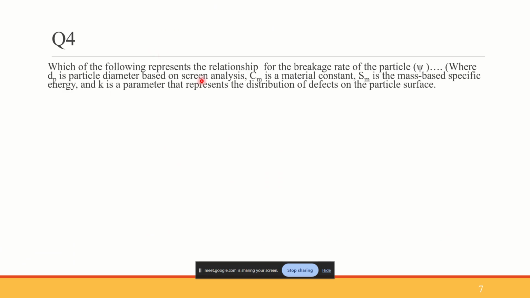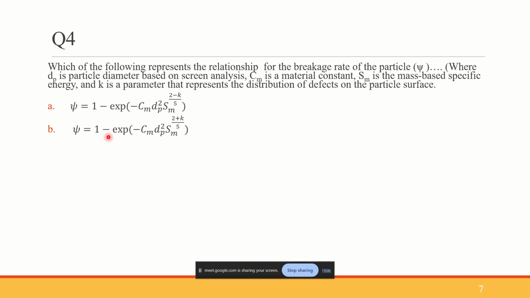Which of the following represents the relationship for the breakage of the particle psi, where dp is the particle diameter based on screen analysis, cm is the material constant, sm is the mass based specific energy, and k is the parameter that represents the distribution of defects on the particle surface. So first option A, psi is equal to 1 minus exponential of minus cm into dp square into sm to the power of 2 minus k by 5.